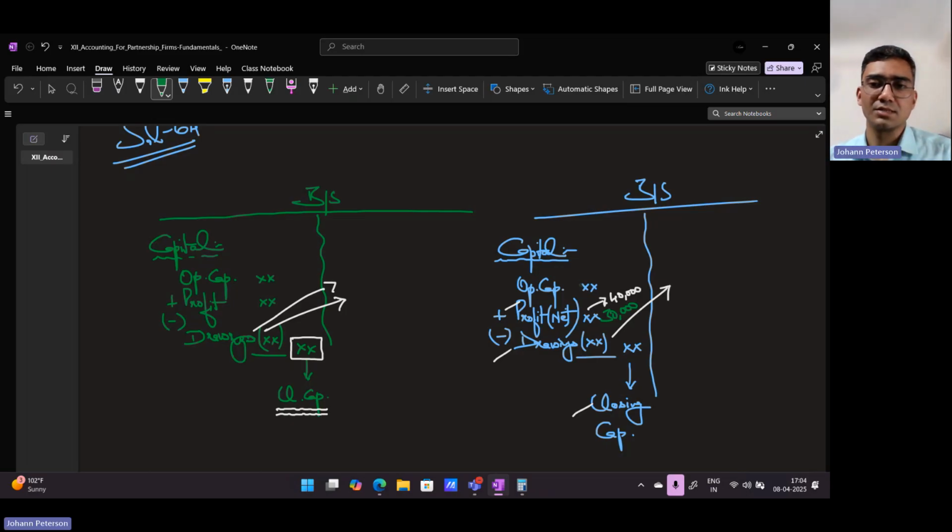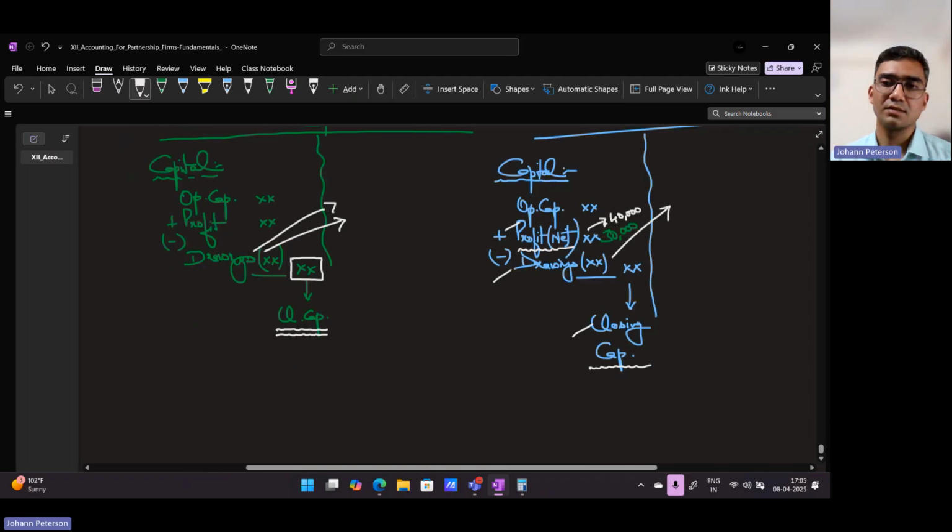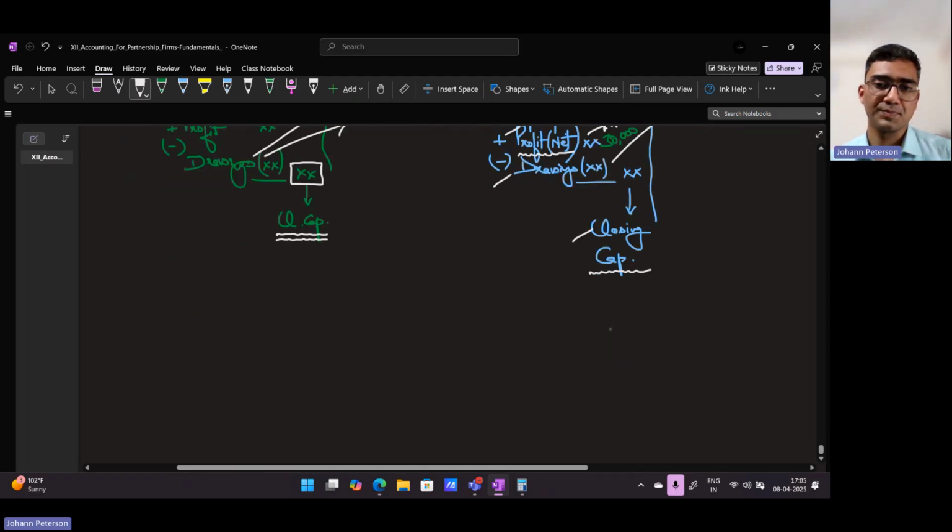Opening capital is not given to us, so we are not concerned with it as of now. What we are concerned with in this balance sheet is the closing capital which is given to us, the profit which is given to us. These two are relevant for us. So how much are we going to show in this capital account that we are going to make? So let's make this capital account.